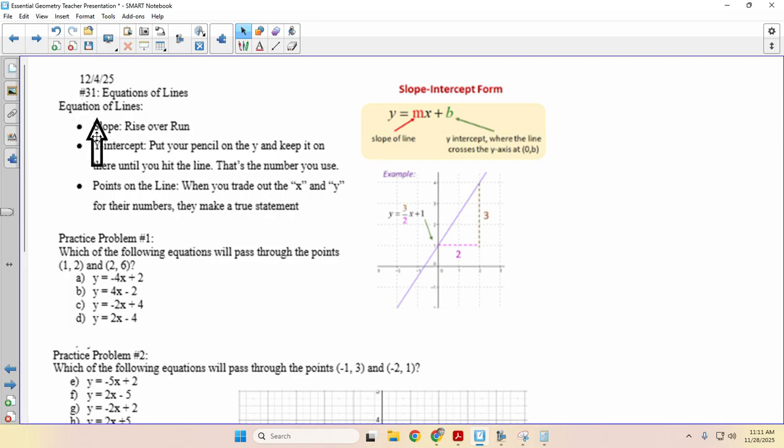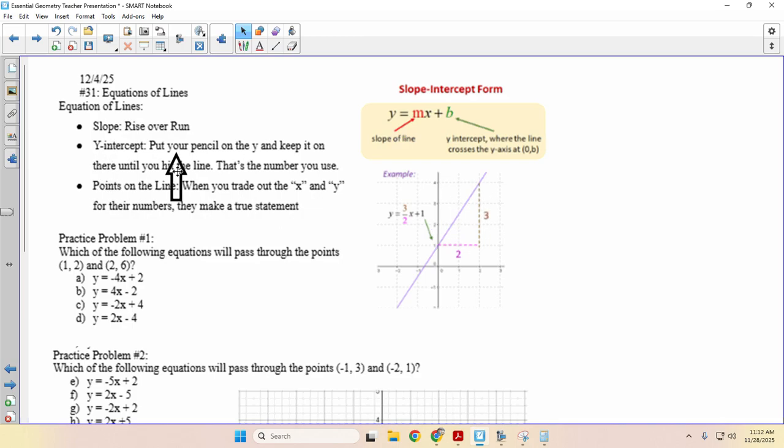Welcome. The information you need for question number 31 is all about equations of lines. We've done a few, and none of this information is anything that we haven't seen before except for this points on a line part. So slope is rise over run. So it's how far up you go divided by how far over you go.